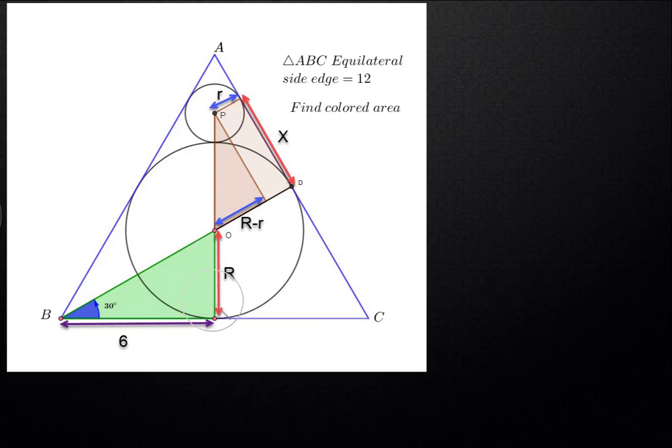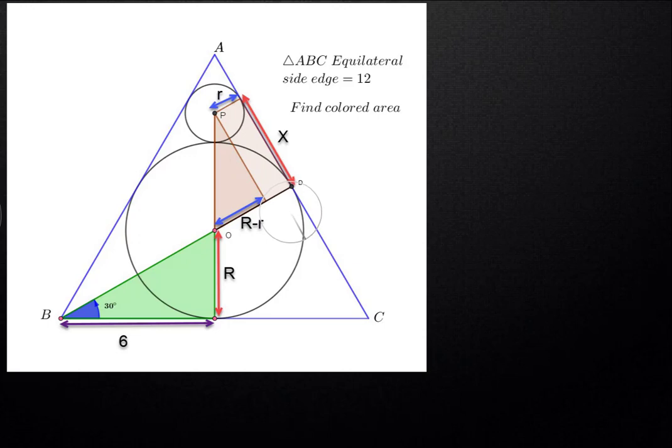And if we look at this part here, since these two are parallel, and this one is perpendicular to this one, we can say that this part here is the difference between the two radii, big R minus the small r. So we are going to use all this information to find the value of the x here.